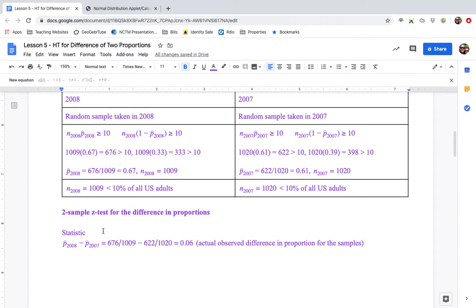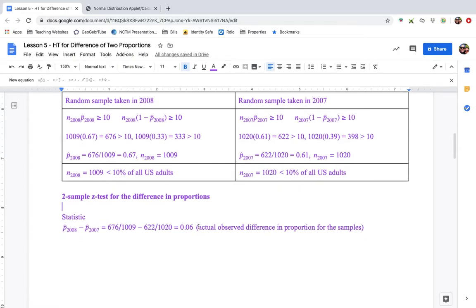So you have a statistic that's calculated. You have two samples. You have a statistic for the first sample, which is p hat in 2008, which was 0.67, which means 67% of the respondents voted yes. And in 2007, 61%, or 0.61, of the respondents responded yes. So the statistic we are interested in is the difference in those two years. I took 0.67 minus 0.61 and calculated the actual difference that we observed when we took the sample. So we observed a 6% difference in our sample proportions for 2008 versus 2007.